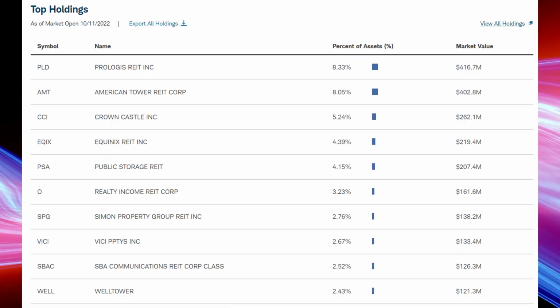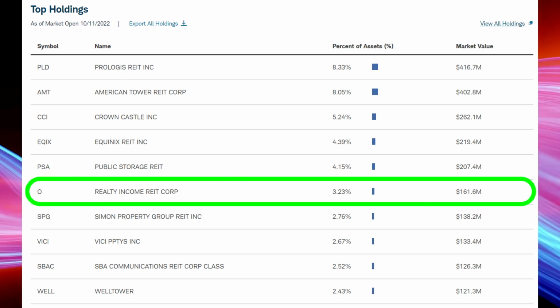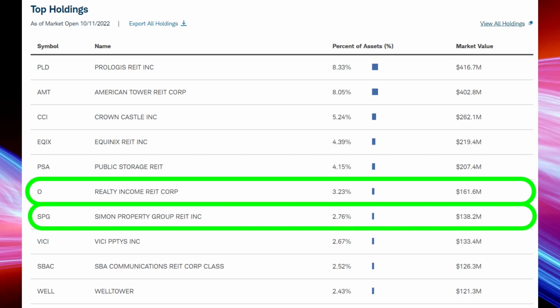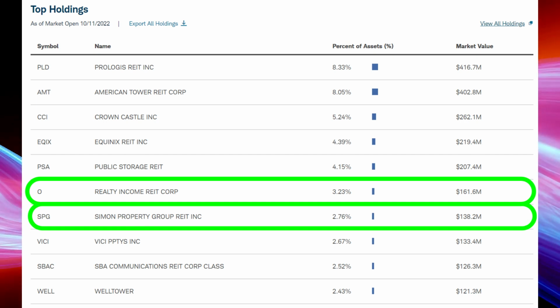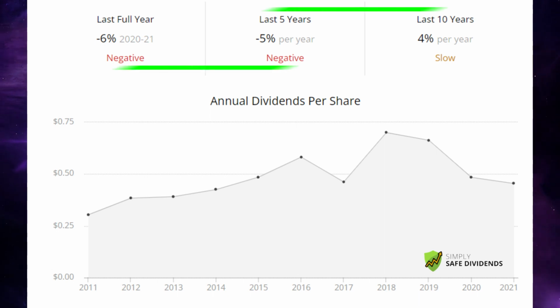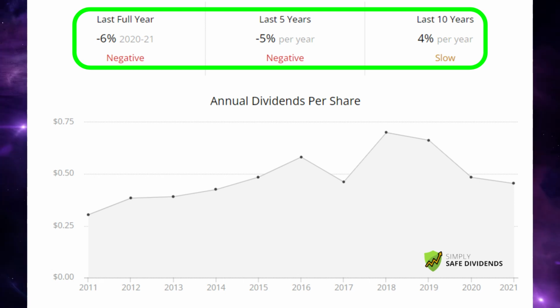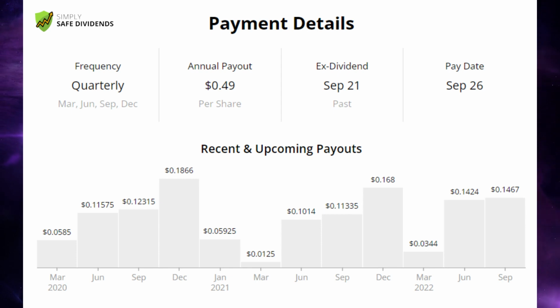And check it out, there's lots of solid and popular dividend paying REITs in the top 10, including two of my favorites in Realty Income, ticker O, and Simon Property Group, ticker SPG, and this has a current yield of 3.34%. So many real estate ETFs have struggled over the last few years, and as you can clearly see by SCHH's negative 5% 5-year CAGR and slow 4% 10-year CAGR. And this ETF also pays every March, June, September, and December, currently totaling 49 cents a year.